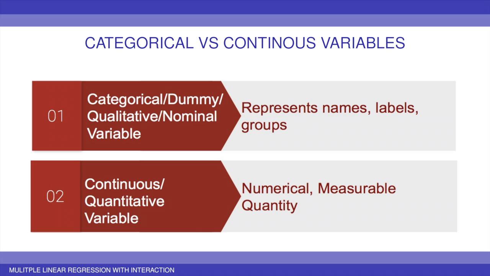Continuous variables, on the other hand, are numeric. Examples include age, weight, and height. In our model, the continuous variable is miles per gallon. It is important to note that the response variable for linear regression must be a continuous variable.